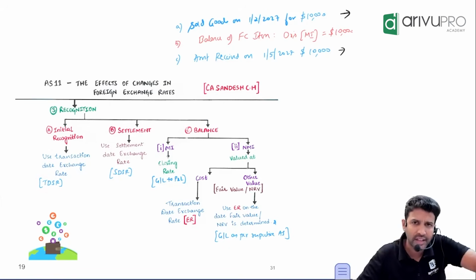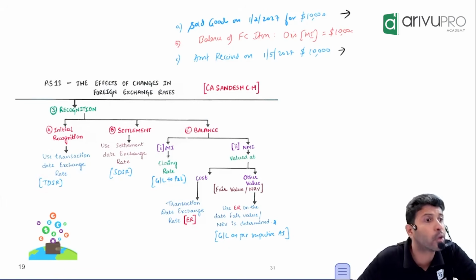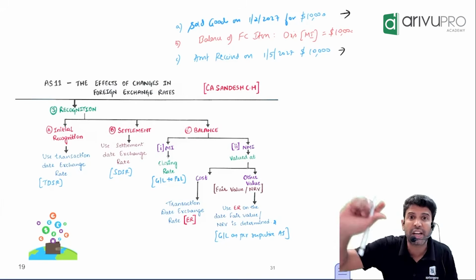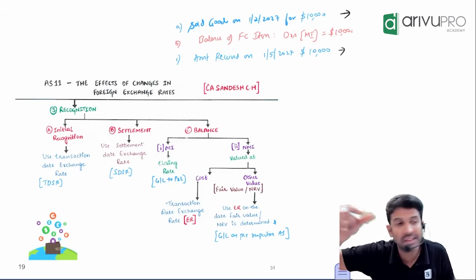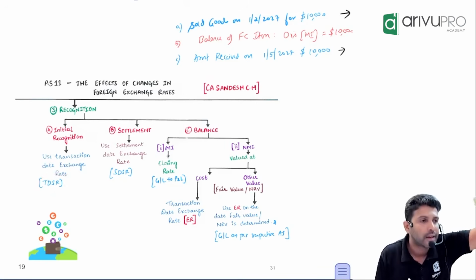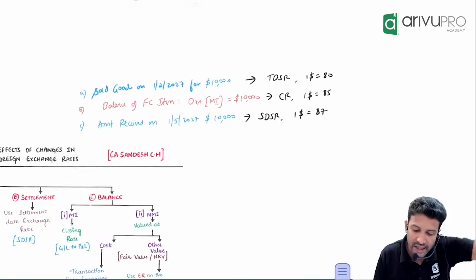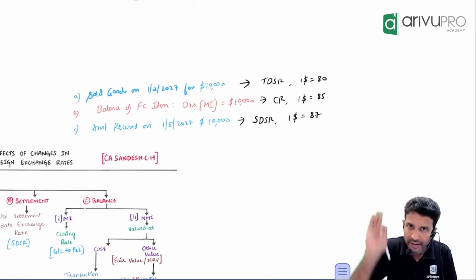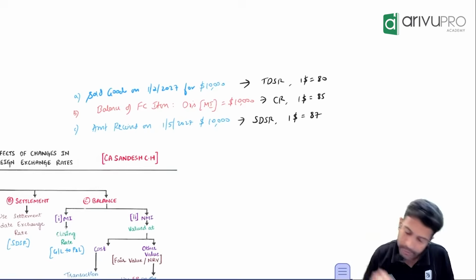Meaning, if I sell goods to my foreign debtor today, I will check today's exchange rate. Today's exchange rate, we call it what? TDSR, transaction date ka spot rate. It doesn't matter whether it is monetary or non-monetary.